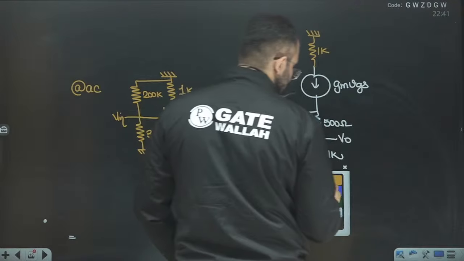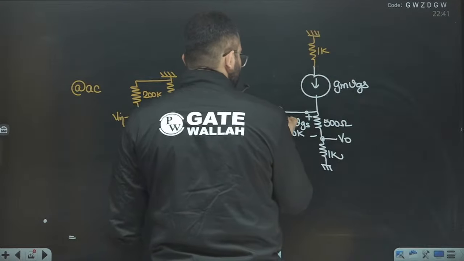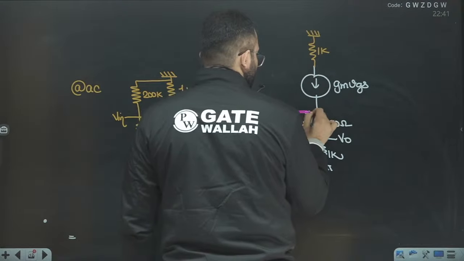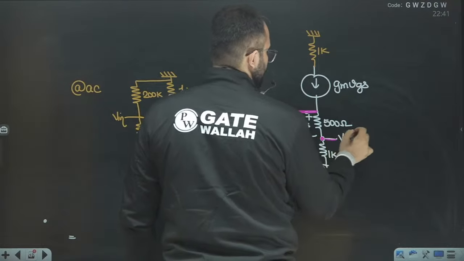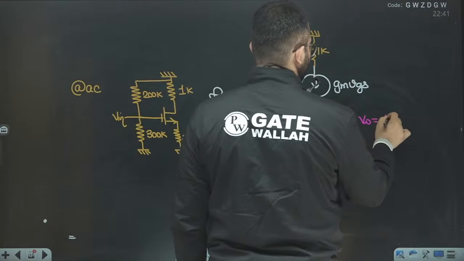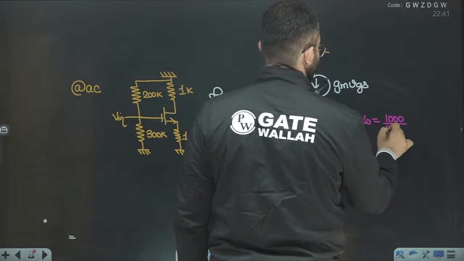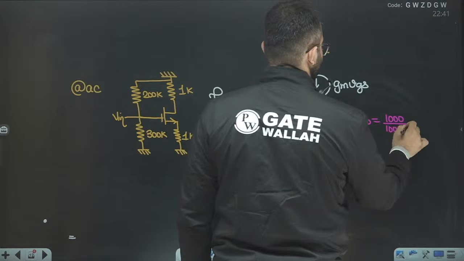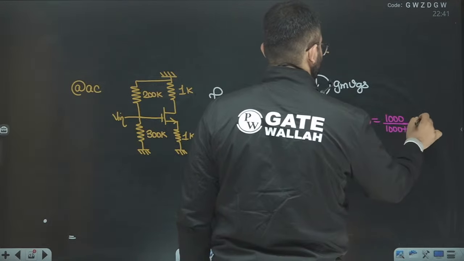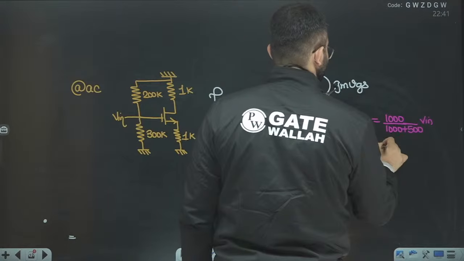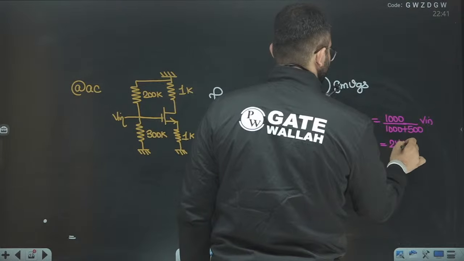Okay, so now we can see that this is your V in voltage, and this is your V output. So V output is equal to 1000 upon 1000 plus 500 into V in. That is 2 V in by.